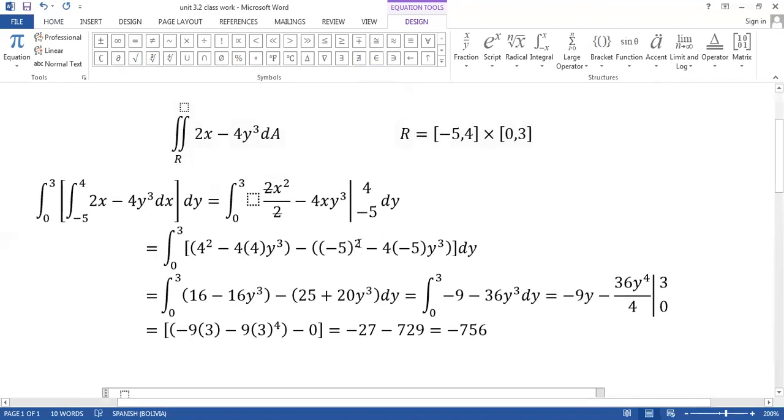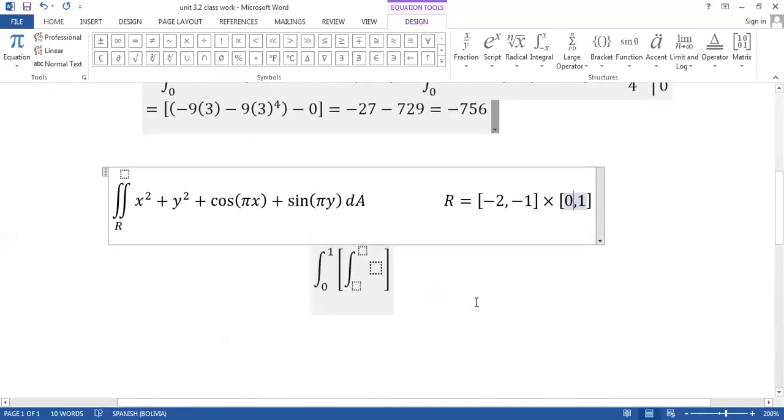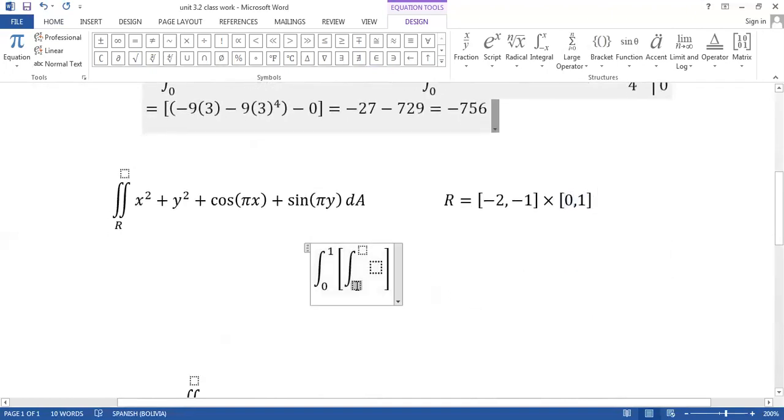Do you want me to work this out the other way and show you that you get the same answer? Sir, I think you did that the last time. That's okay, good. What I realize is that depending on which integral you put on the inside, it determines the order in which you integrate.